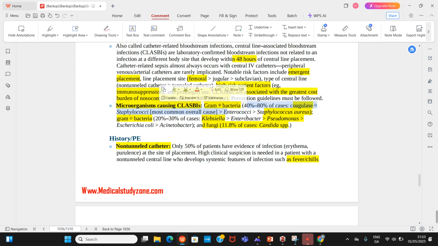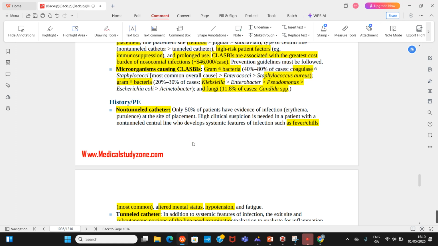So for people that have enterococcal, fungal, or staph infection, particularly MRSA, once you are able to culture that in that line, the best approach is to remove that line, because it's very difficult to treat enterococcal infection, MRSA, and fungi. They are very difficult to treat. So once you culture it within the line, you want to remove it.